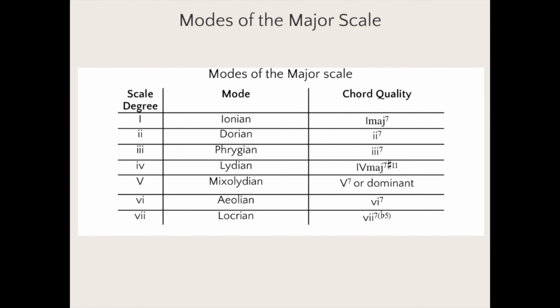Functionally, as we'll find out in future videos, we'll be concentrating on 1, 2, 5, sometimes 6, sometimes 3, and sometimes 4. But the ones to really get down are 2, 5, and 1, or 2 minor 7, 5 7, and 1 major 7. In the next video, we'll start looking at how to use major key diatonic harmony and its functions.